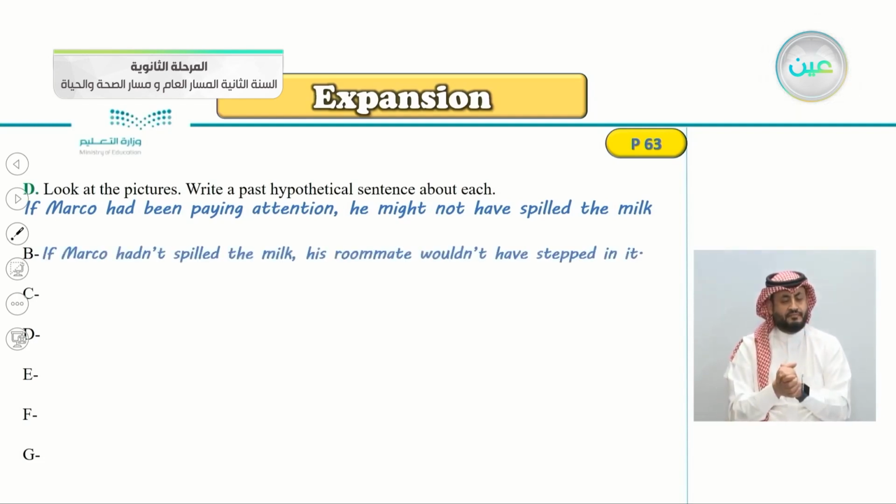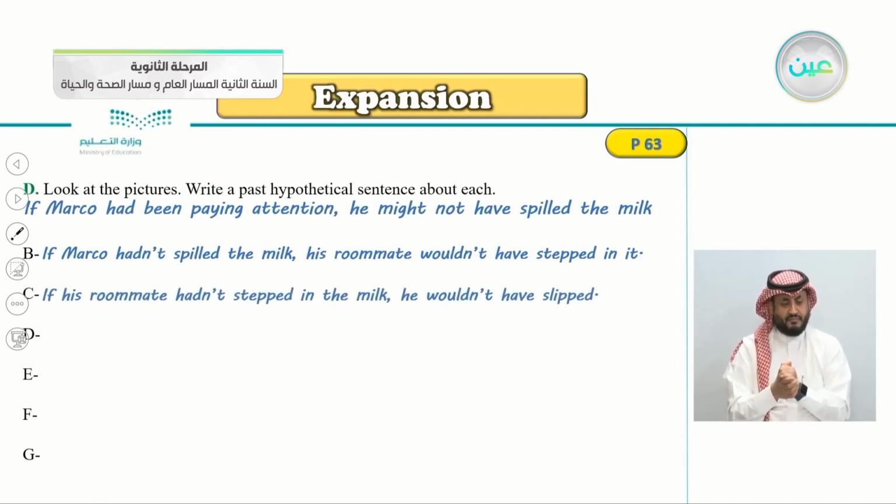So let's see the correct answer. If Marco hadn't spilled the milk, his roommate wouldn't have stepped in it. Next picture, same way. Very good. If his roommate hadn't stepped in the milk, he wouldn't have slipped. So we're using the past hypothetical with the if clause and, of course, the result clause.